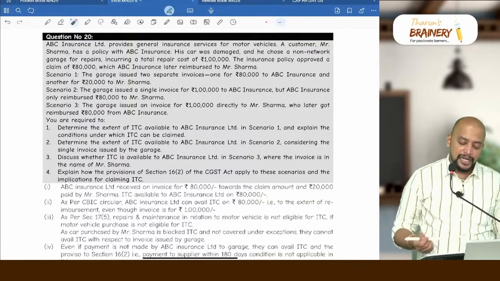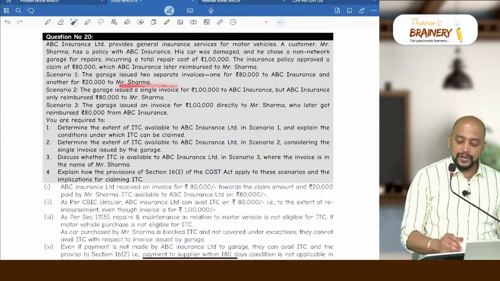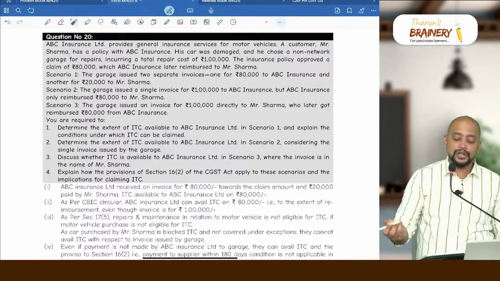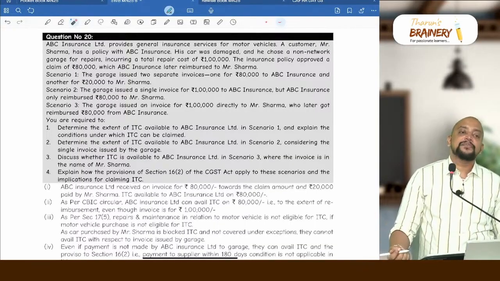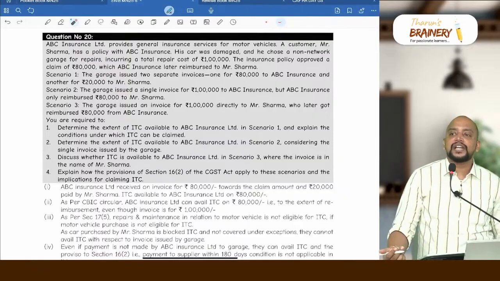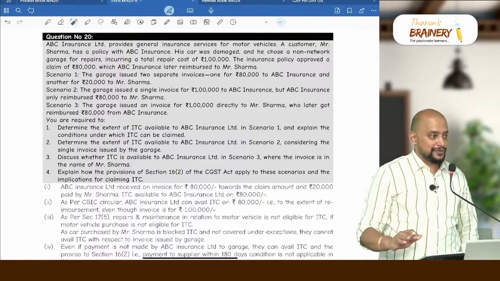Now again from the beginning. In the first case, Sharma has a 20,000 invoice. Can he take ITC? It depends. He is basically an individual. So when he buys a motor vehicle, he cannot take ITC. As he cannot take ITC on motor vehicle purchase, he cannot take ITC on the 20,000.